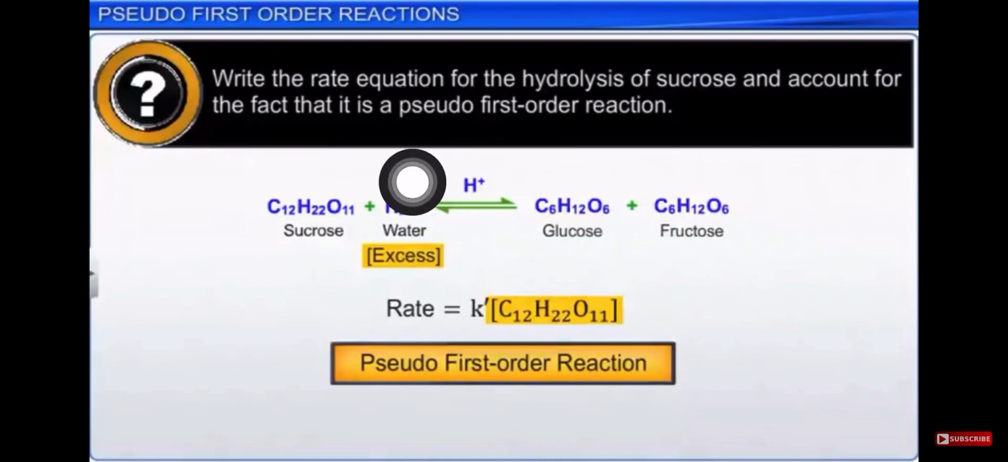In this way we can say that this is also a pseudo first order reaction. Why? Because in this reaction also, as water is taken in large amount, it remains constant, and the rate depends only upon the concentration of sucrose. Clear? So this was all about pseudo first order reaction. You can watch this video 2 to 3 times so that you can understand in a more proper way. Thank you.